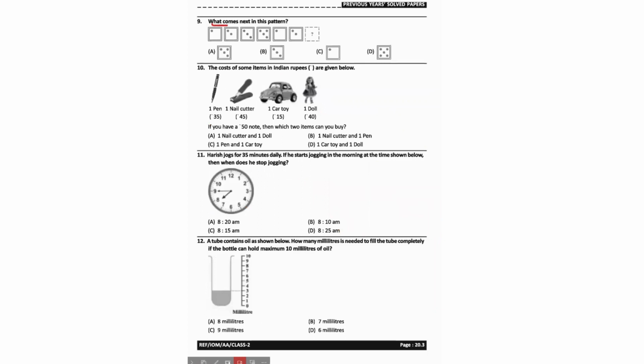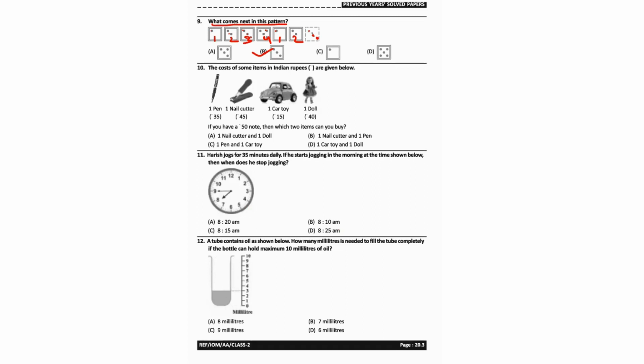Moving on to our next question, number 9. What comes next in this pattern? If you study the pattern very carefully, the first figure has 1 dot. Next has 2 dots. Next has 1, 2 and 3 dots. Again 1, 2, 3 and 4 dots. So 1 dot, 2 dot, 3 dot, 4 dot. Again it is repeated: 1 dot, 2 dot. So what should come next? 3 dots definitely. Option B again as my answer. Okay, all of you?